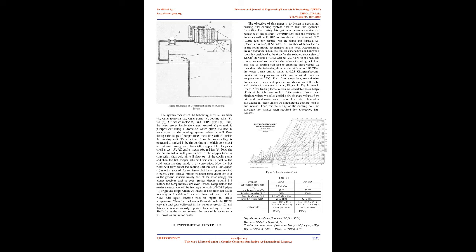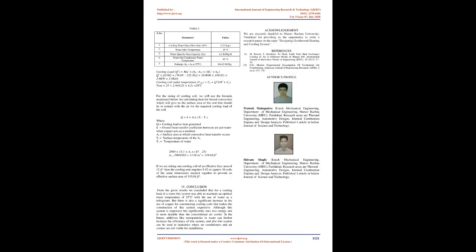Experimental procedure. The objective of this paper is to design a geothermal heating and cooling system and to test this system's feasibility. For testing this system, we consider a standard bedroom of dimensions 12 feet by 10 feet by 10 feet, so the volume of the room will be 1200 ft³. To calculate the value of CFM, cubic feet per minute, we are using the formula: room volume divided by 60 minutes, times the number of times the air in the room should be changed in 1 hour. According to the air exchange index, the typical air change per hour for a room is considered to be 6, so for the selected room size of 1200 ft³ the value of CFM will be 120.